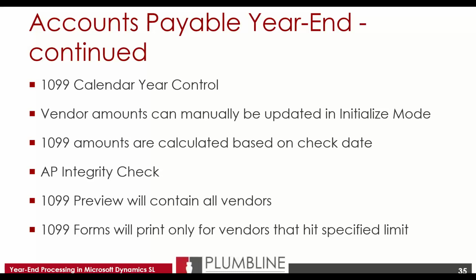One thing to note with the 1099 preview report is that it's going to show all vendors marked as 1099 vendors, regardless of the amounts paid to them. So you're going to see anyone and everyone that's flagged as a 1099 vendor. The 1099 forms report, on the other hand, is only going to print for those vendors that have hit the limit and require a form to be printed for them. So make note of the differences between those two.